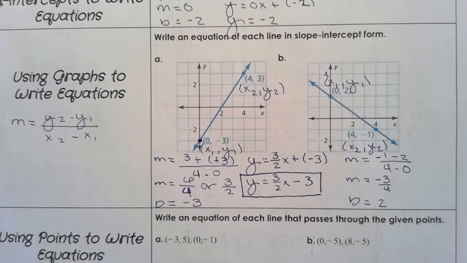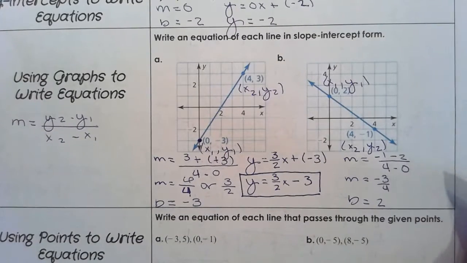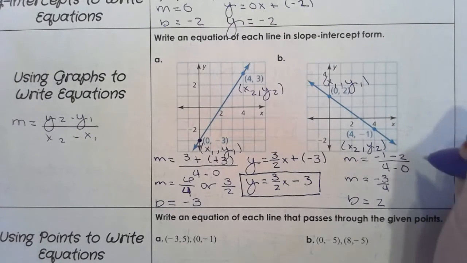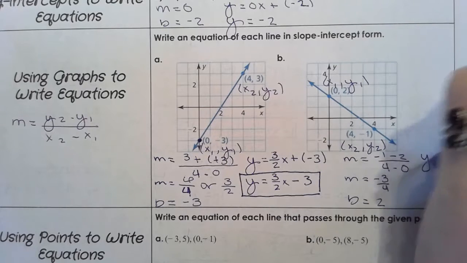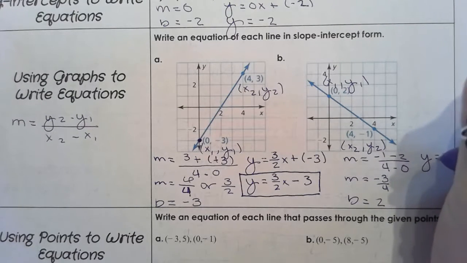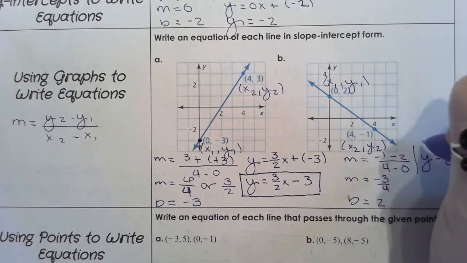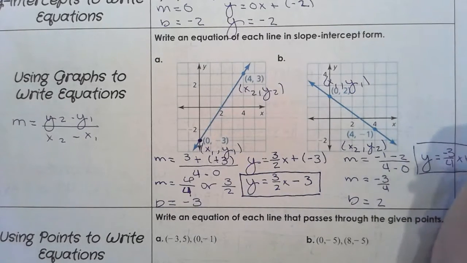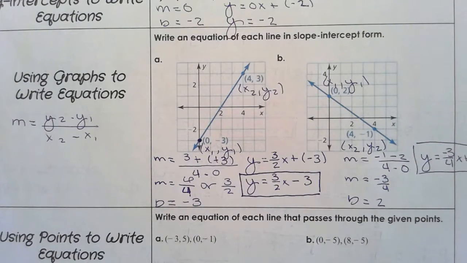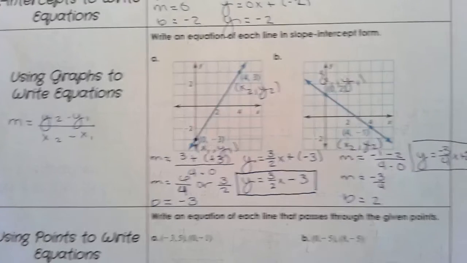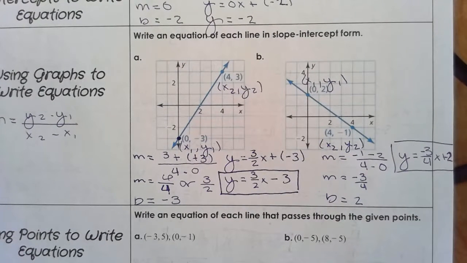Okay, so we're not quite done. So hopefully you wrote this in an equation as well. So you should get y equals -3/4 x plus 2. I'm kind of running out of room here. So this is what you should end up with. Y equals -3/4 x plus 2.